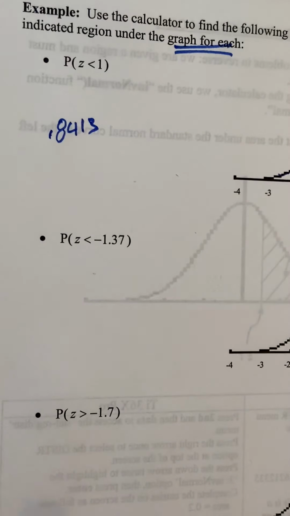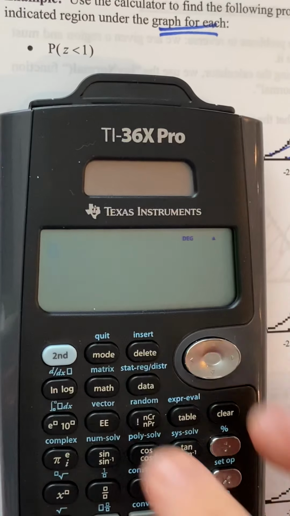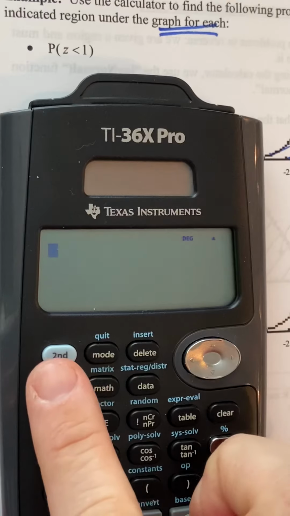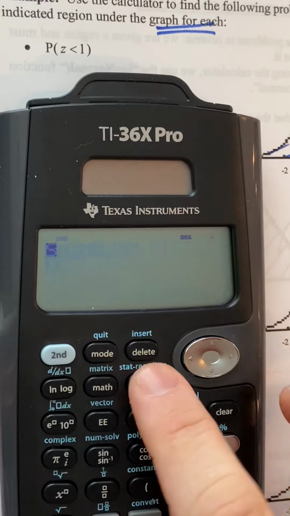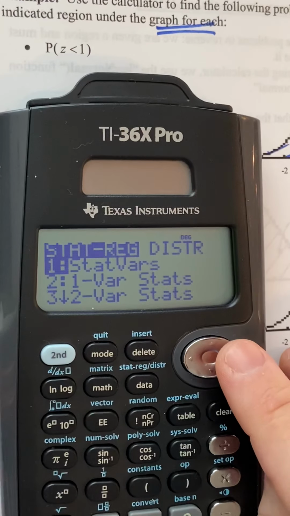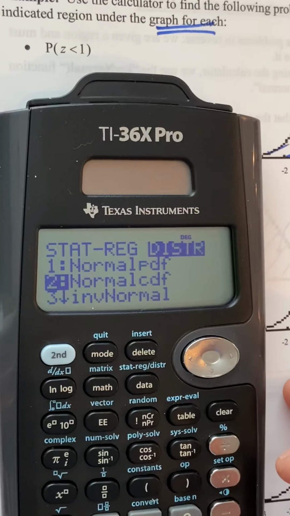Here's how to compute it without using a z-table. You didn't know I spoke French, did you? To use this, we go into shift data, arrow over to distribution, down to normal CDF, or you can just hit select 2 from the menu and enter.